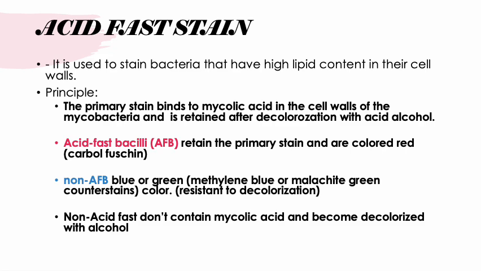The step-by-step procedure of the acid-fast stain is the general procedure for differential staining, which has a primary stain, a mordant, a decolorizer, and then a secondary stain. In acid-fast staining, we usually use carbol fuchsin as the primary stain, which colors the acid-fast bacilli red. For the secondary stain, we usually use methylene blue or malachite green to color the non-AFB blue or green, respectively.